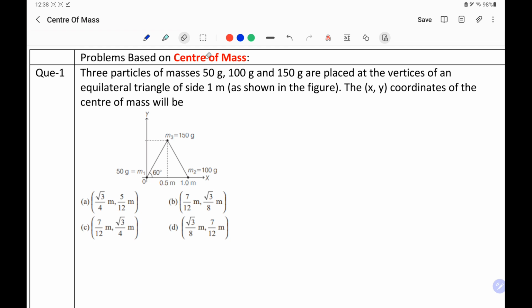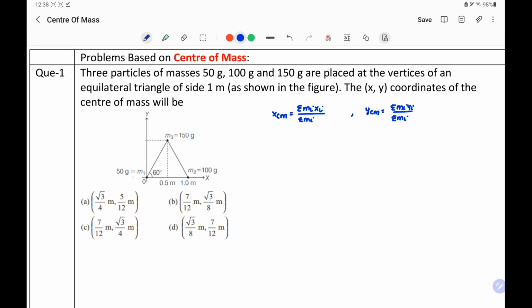The coordinates of the center of mass can be written as: x center of mass, this is the x coordinate, will be summation of mi xi, where i refers to the ith particle, mi refers to the mass of the ith particle and xi represents the position of the ith particle from the origin or the reference point, divided by summation mi. Similarly, the y coordinate of the center of mass will be summation mi yi divided by summation mi.